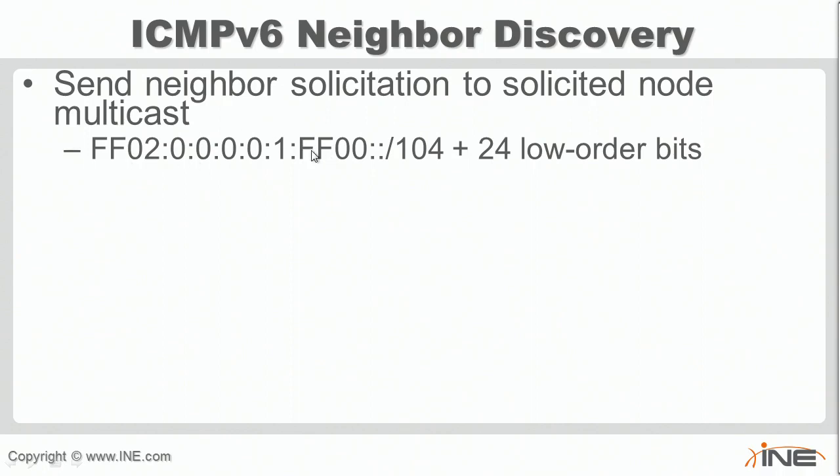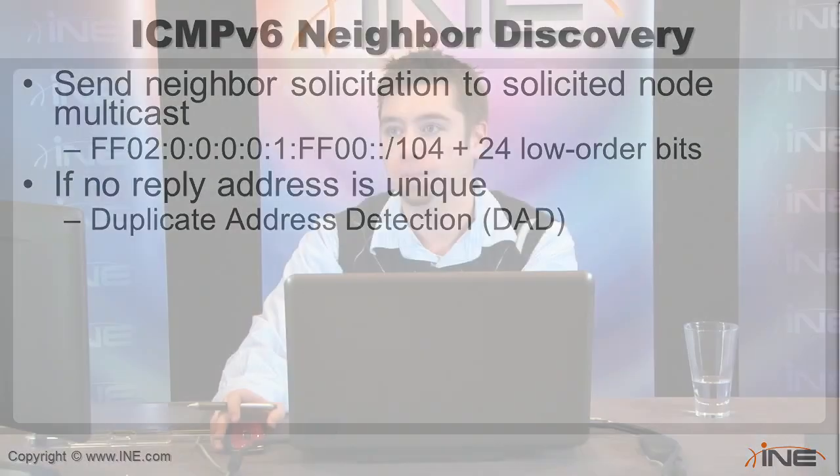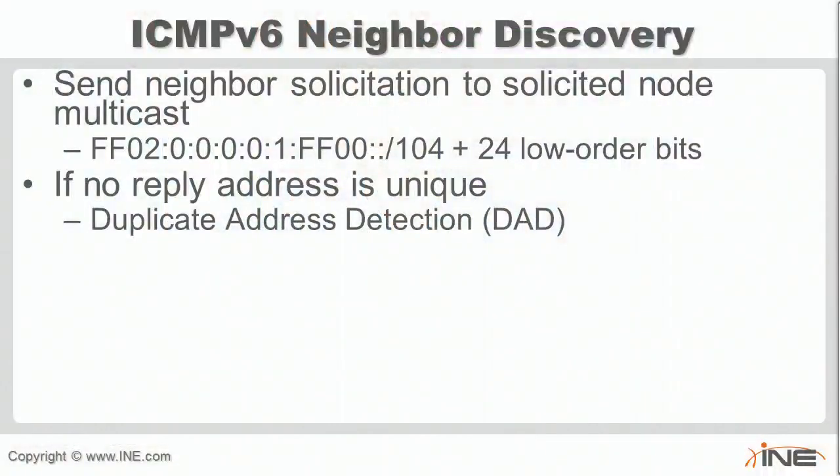And this special address is used for what's known as duplicate address detection, or DAD. The idea is that if we're going to automatically choose our addresses, we should probably make sure that no one else did the same thing. So even though it's very, very statistically improbable that we would get the same ones, it's still possible that it could happen. So you want to make sure it doesn't happen. And this is what the DAD process does.